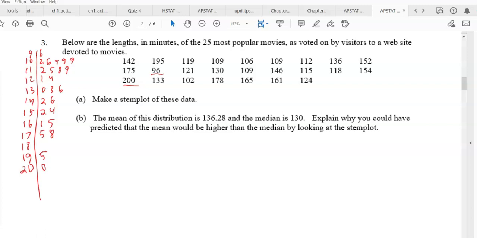So we need to make a key. In this case, for the key, we pick out one of these. I'm going to say 10, line 6 represents a movie length of 106 minutes. We're talking about movies here.